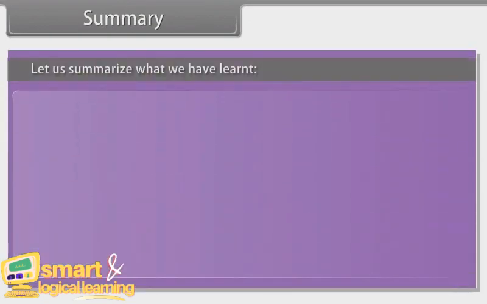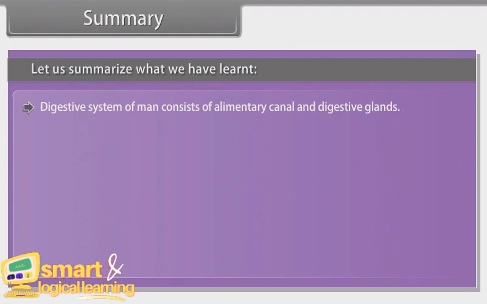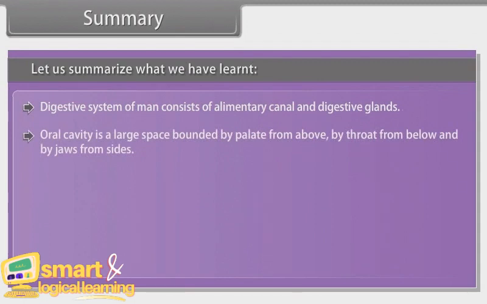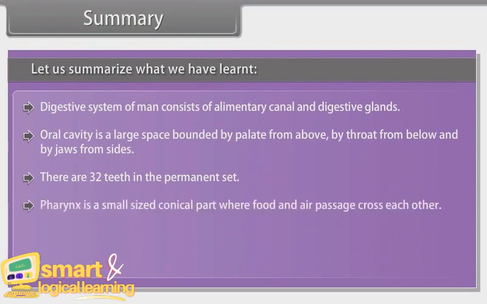Summary. Let us summarize what we have learned. The digestive system of man consists of the alimentary canal and digestive glands. Oral cavity is the large space bounded by the palate from above, by the throat from below, and by jaws from the sides. There are 32 teeth in the permanent set. Pharynx is a small-sized conical part where the food and air passages cross each other.